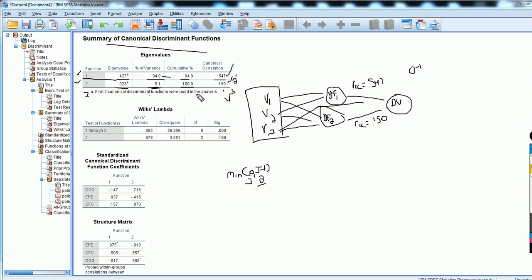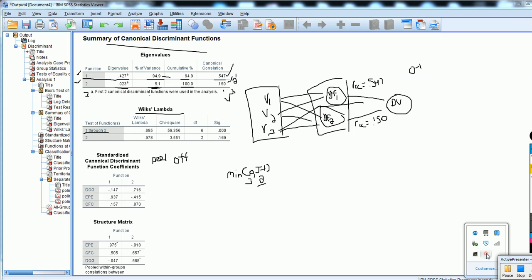So testing our functions. We have Wilks lambda tests with respect to our functions, and when we have more than a single function, we are utilizing what's called a peel-off procedure in trying to test those functions. So basically, the first test that we have is a test of functions 1 through 2. So it's looking at the combined effect of functions 1 and 2 with respect to the DV. So it's looking at the total between group variation accounted for by our predictors.